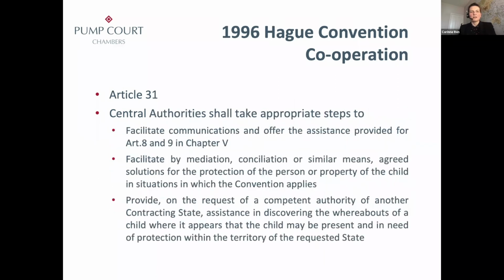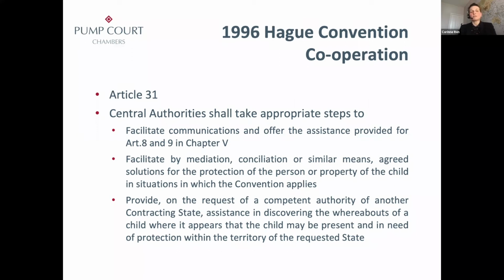And in particular, under Article 31, central authorities should take appropriate steps to facilitate communications and offer the assistance provided for in Articles 8 and 9 in Chapter 5. So those are the provisions that deal with transfer of proceedings, where you may recall there was a requirement for there to be an exchange of views between contracting states or the authorities in contracting states before a decision is made whether to transfer the proceedings or not.